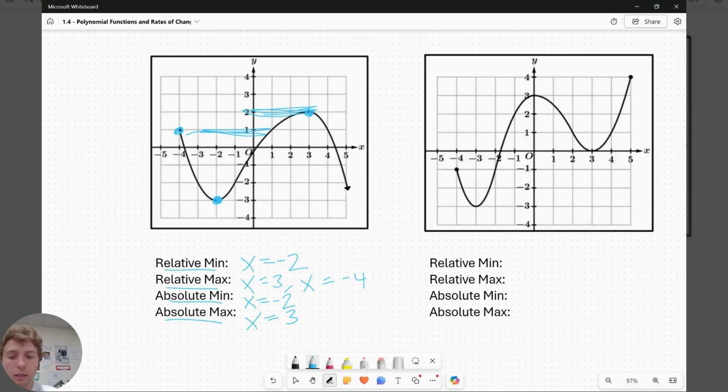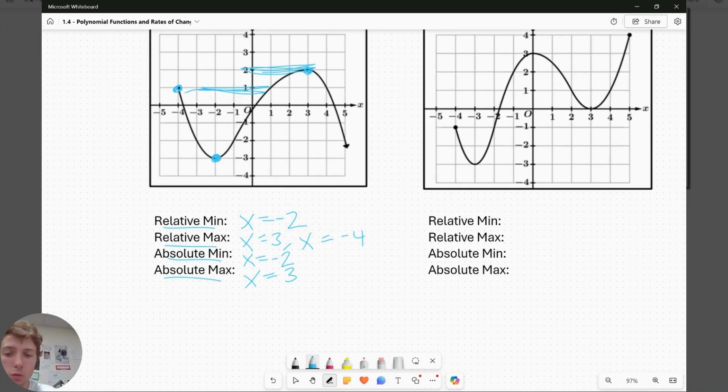One thing you might include with the absolute min and max is what is the actual value. For example, if I talk about the absolute max, the maximum is a value of 2, which occurs at x equals 3. So you can talk about what the actual maximum is, what is the highest spot it reaches, as well as where it occurs, which is when you reference the x value.